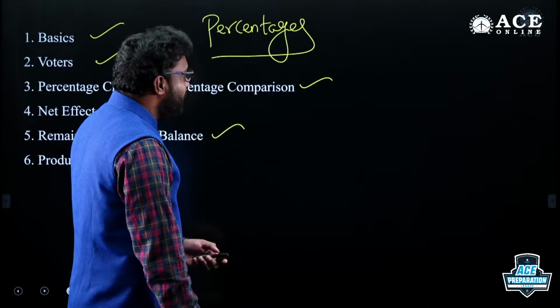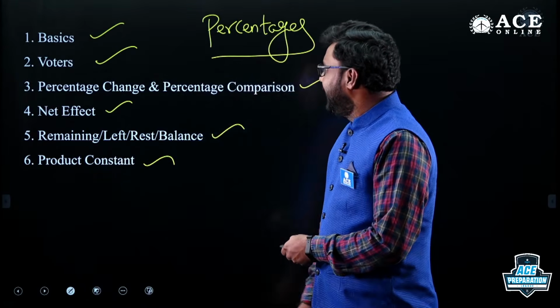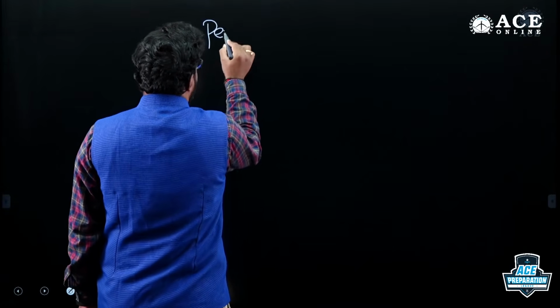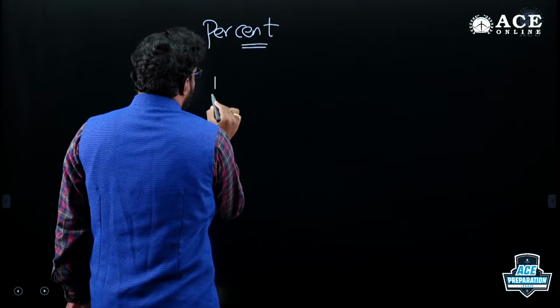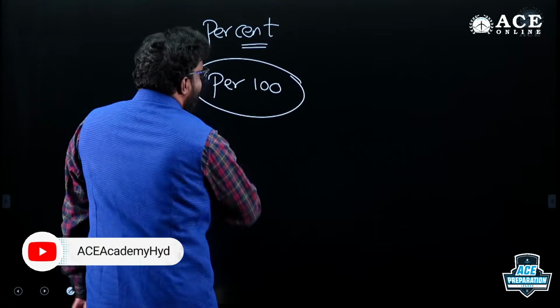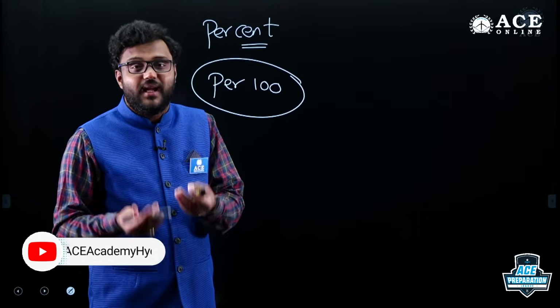Now, let's start with the basics. So guys, the name percentage, by the name itself, percent, means per 100, out of 100. Here, out of 100, what is your value? We have to calculate always with respect to 100.